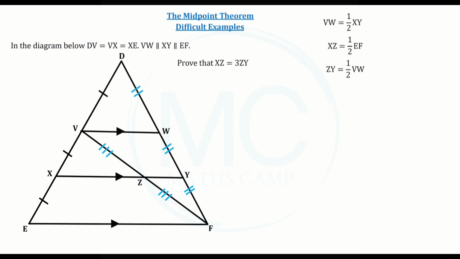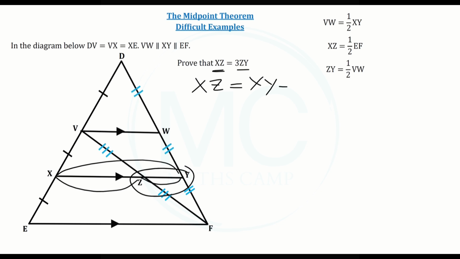We can now use these equations to prove that XZ is equal to 3ZY. We need to consider XZ and ZY. So let's find an equation that includes both of these terms. The whole line XY. So we can say XZ, this section over here, is equal to the whole line XY minus the smaller section over here, ZY.